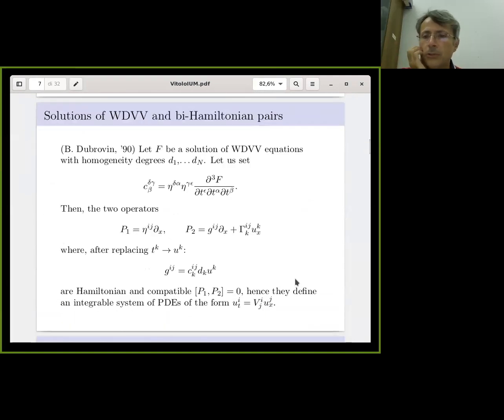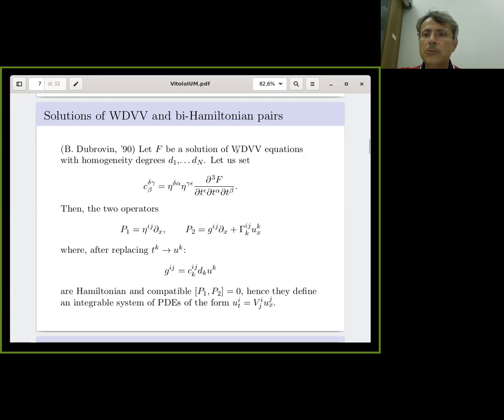Okay, now let me show you, for completeness of information, how to find a bi-Hamiltonian pair from a solution of WDVV equations. This is written in a big paper of Dubrovin that was published in Letters in Mathematical Physics. It appeared on arXiv very early, maybe '92, I don't remember.